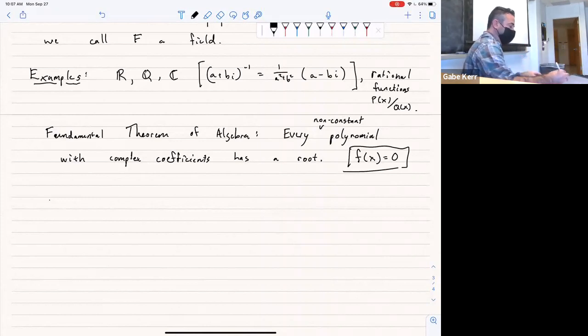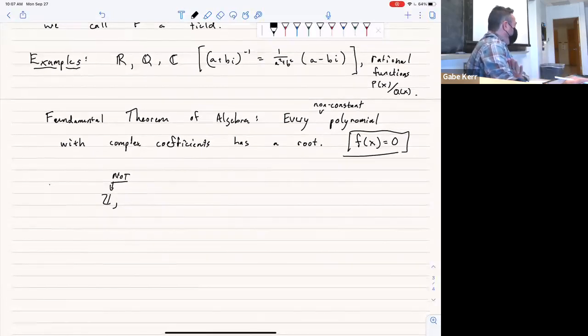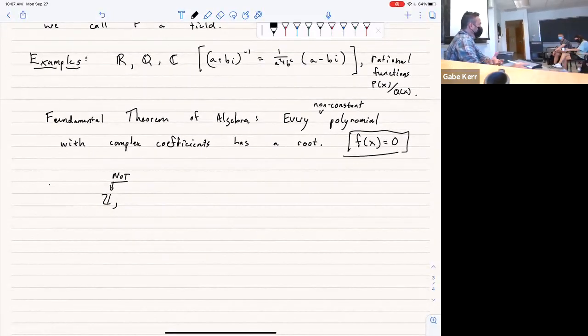Now, what's not a field? The integers are not a field, because you can't divide by 2. Groups by themselves don't have enough structure. One of the reasons groups are so hard is because they don't have this extra operation to put the other one in check.